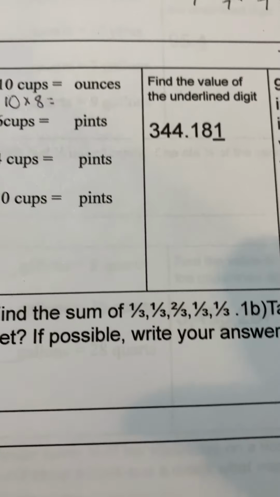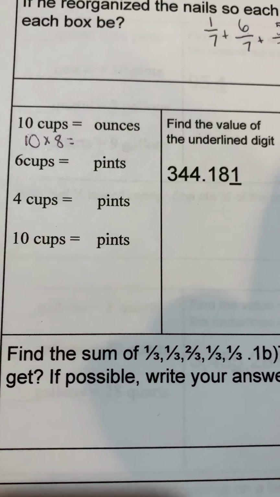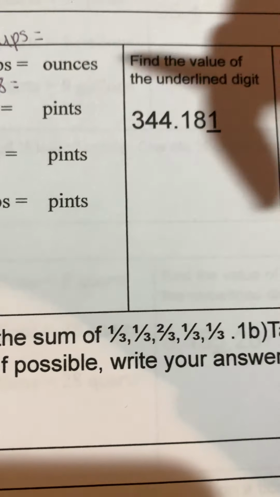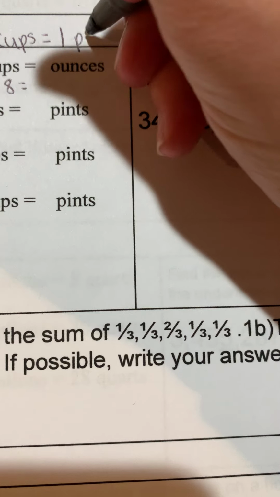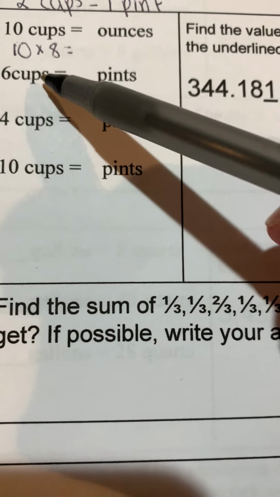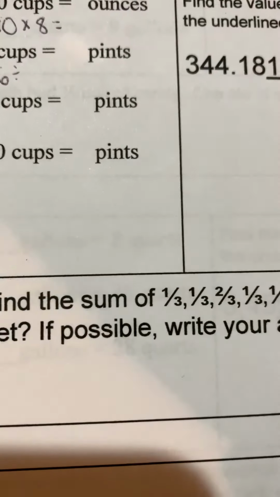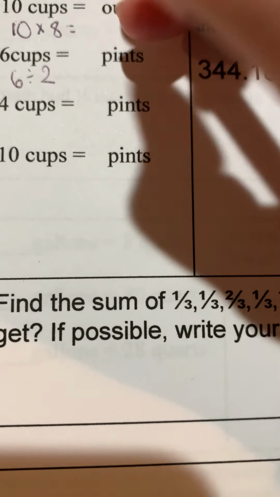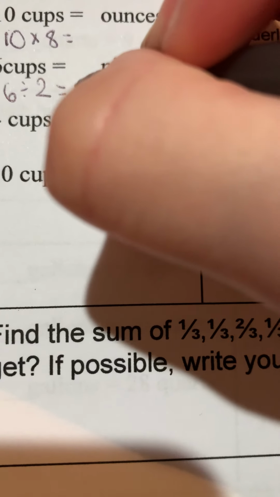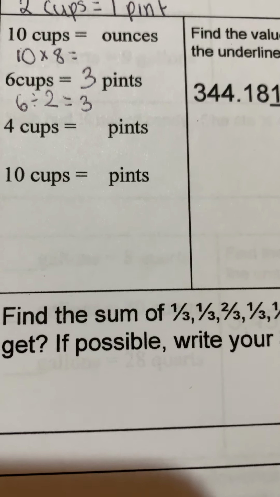This is a new one. We're converting 6 cups to pints. There are 2 cups in 1 pint. So when we're trying to figure out how many pints there are in 6 cups, we have to take our 6 and divide it by 2. Because like I said, 2 cups equals 1 pint. 6 divided by 2 equals 3. There are 3 pints in 6 cups.